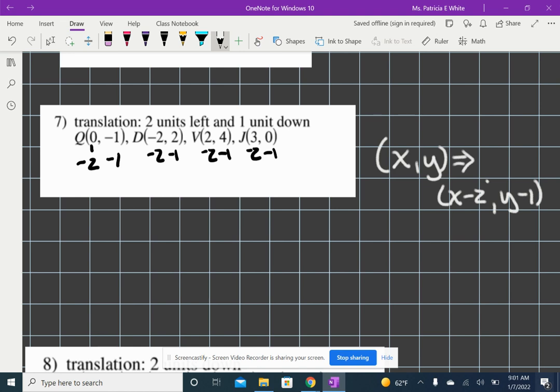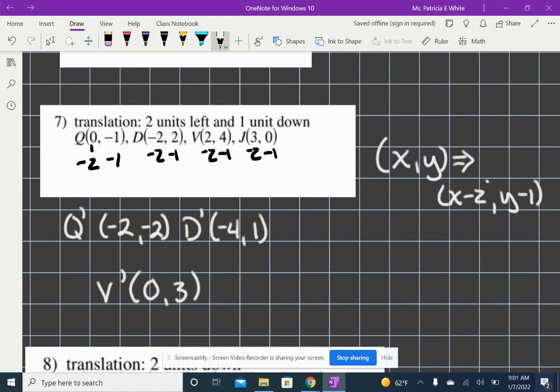All right, 0 minus 2 is negative 2. Here's my Q prime. Negative 1 minus 1 is also negative 2. D prime. Negative 2 minus 2 is a negative 4. 2 minus 1 is a 1. V prime. 2 minus 2, that's a 0. 4 minus 1 is a 3. J prime. 3 minus 2 is a 1. 0 minus 1 is a negative 1.